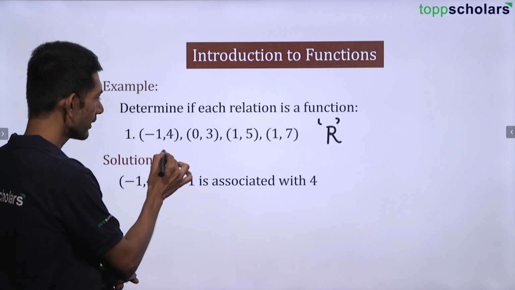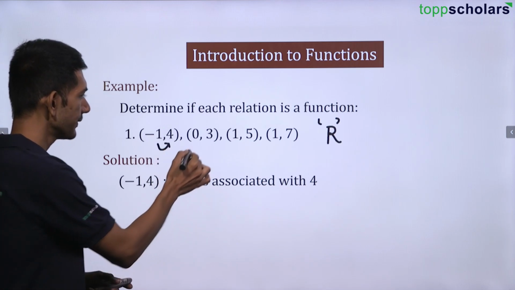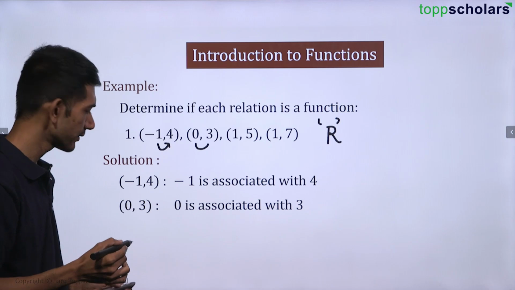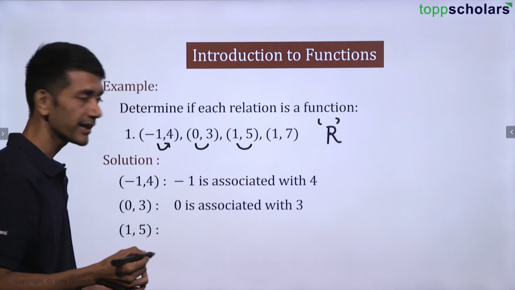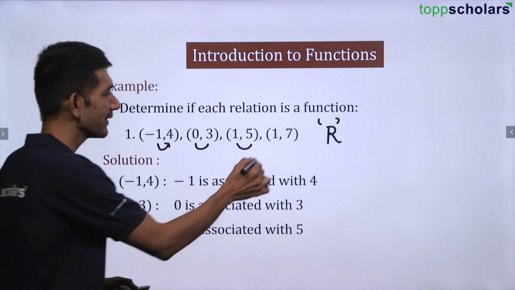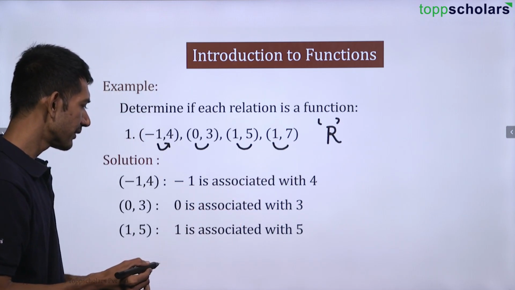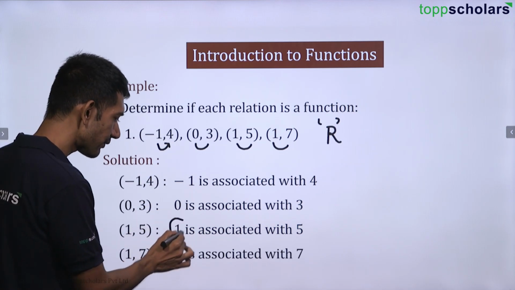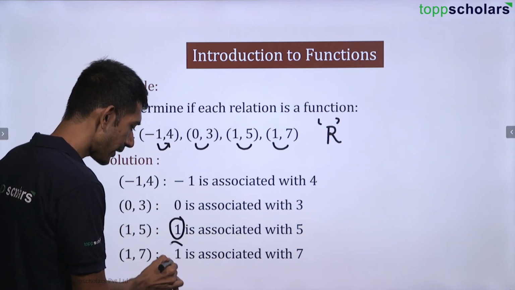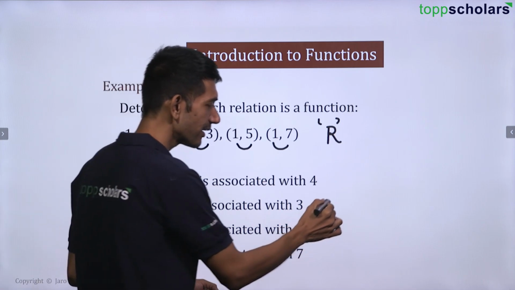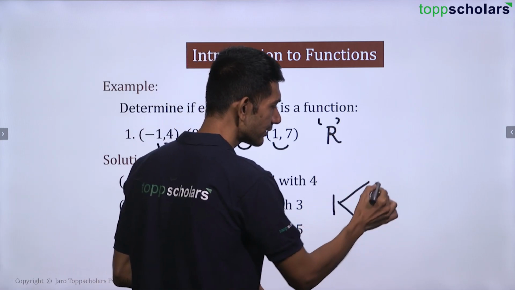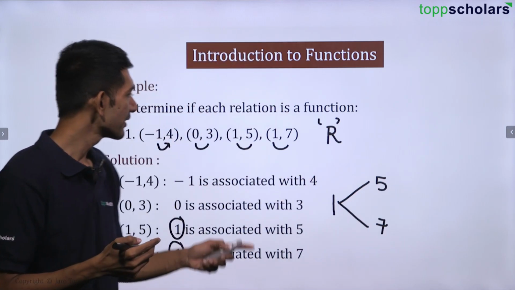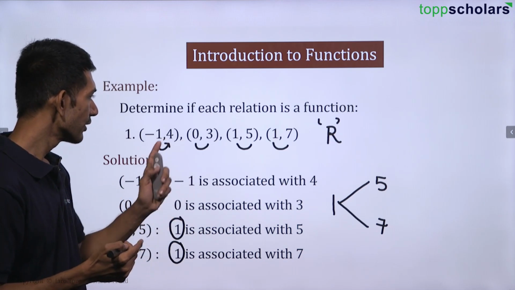So minus 1 is associated with 4. Then 0 is associated with whom? 0 is associated with 3. Then 1 is associated with 5. And then 1 is associated with 7. Now understand, 1 is associated with 5 and 1 is associated with 7. So can I say 1 is associated with 5 also, 7 also? Two different elements. Therefore, this relation is not a function, right?